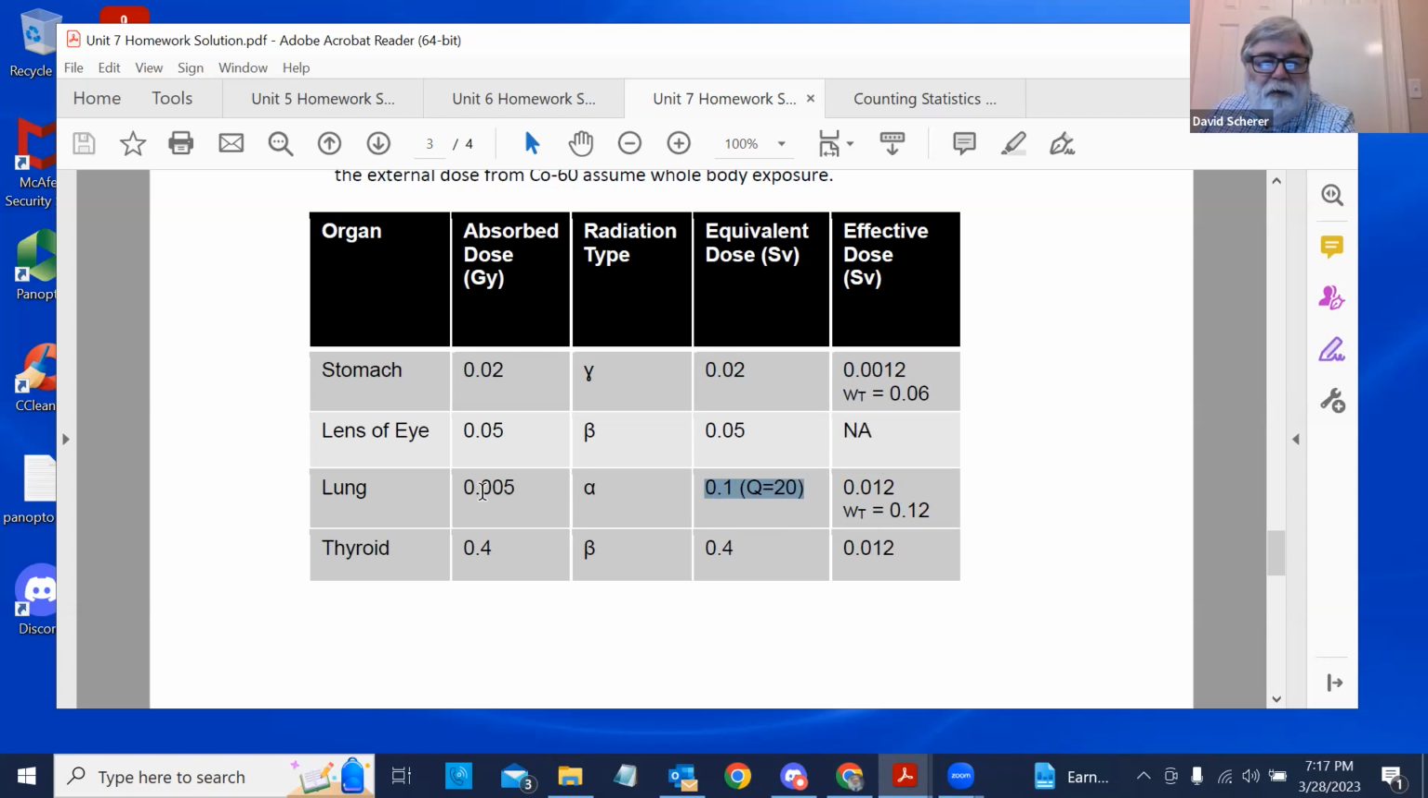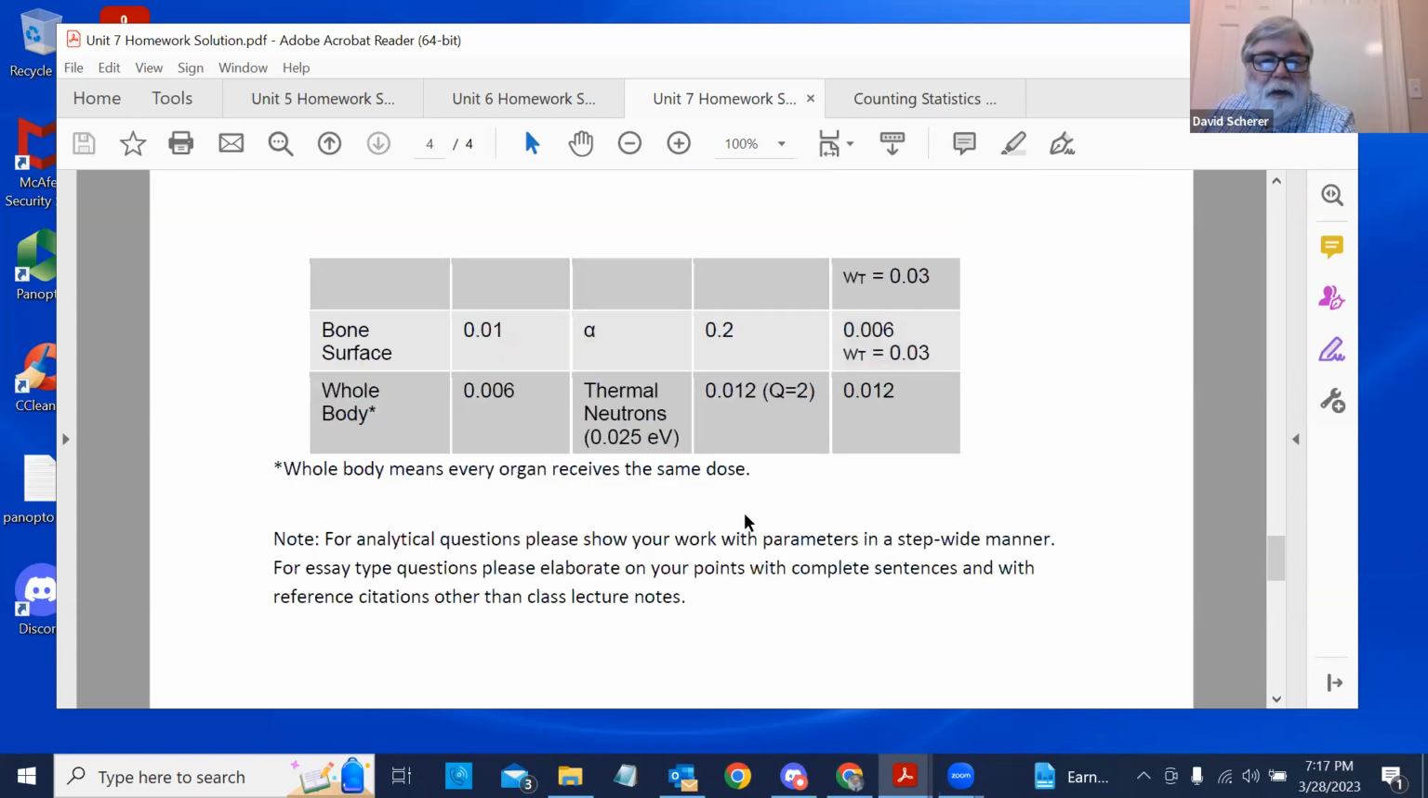So 20 times 0.005 is equal to 0.1. For bone surface, the quality factor is 20. So 0.01 times 20 is 0.2. And then the whole body, so all organs, it's thermal neutron, 0.025 eV energy is thermal neutron.